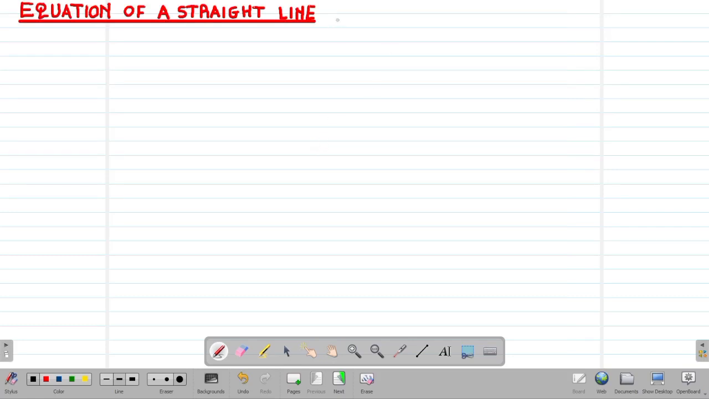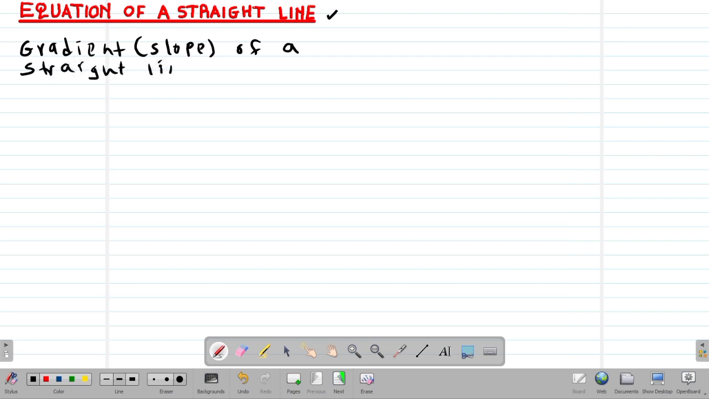Welcome to today's class. It's our first lesson on a given Form 2 mathematics topic called equations of a straight line. So we'll start by looking at what we call the gradient, or what we simply call the slope of a straight line.